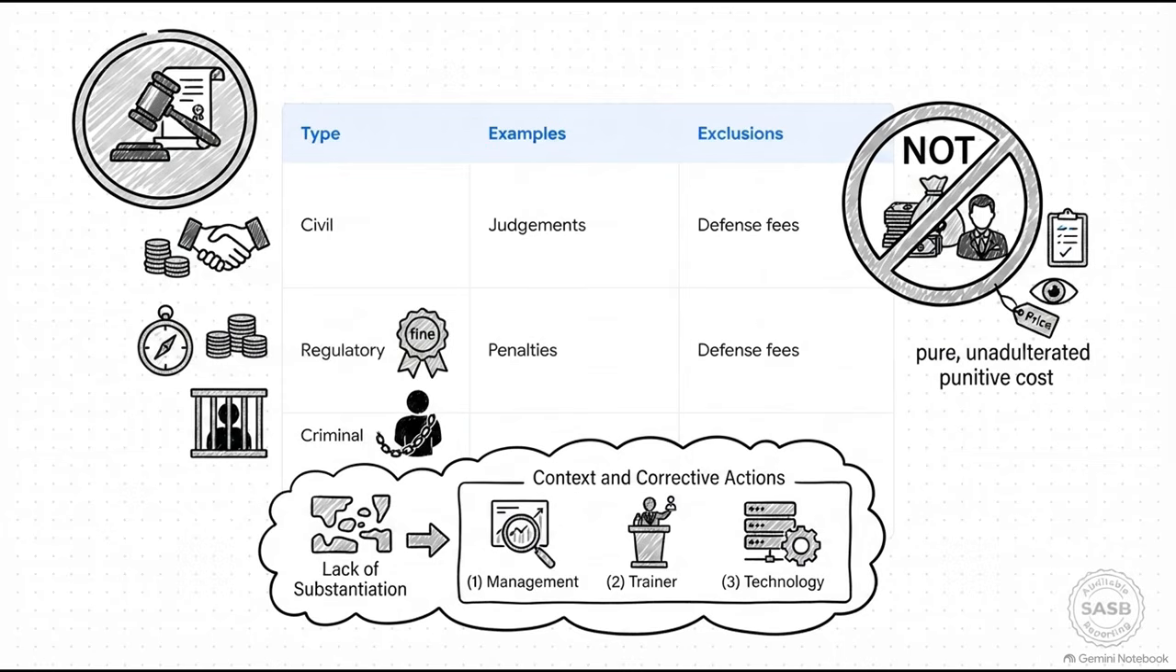Entities have to exclude legal defense fees from this total. Regulators want to see the pure, unadulterated punitive cost of the deception totally unclouded by expensive lawyer fees. On top of that, the standard demands context. Entities have to briefly describe the nature of these losses, say maybe a lack of substantiation for a product claim, and they must disclose any corrective actions they've taken, whether that's in management, training, or new technology, just to make sure it doesn't happen again.